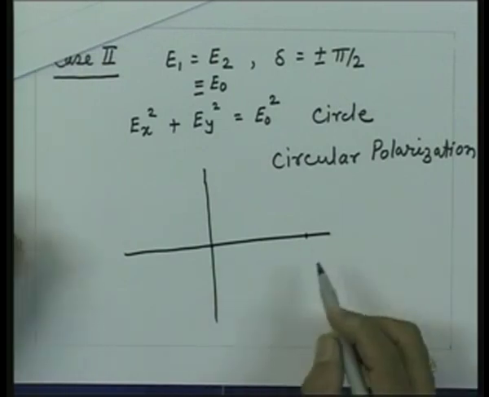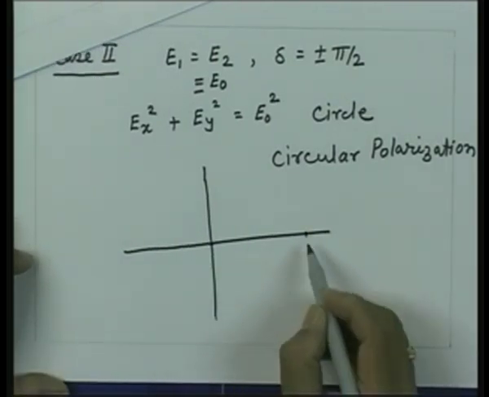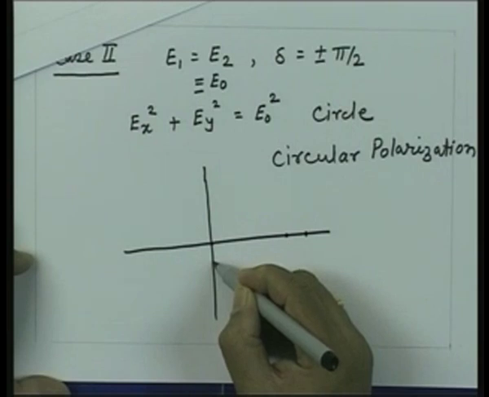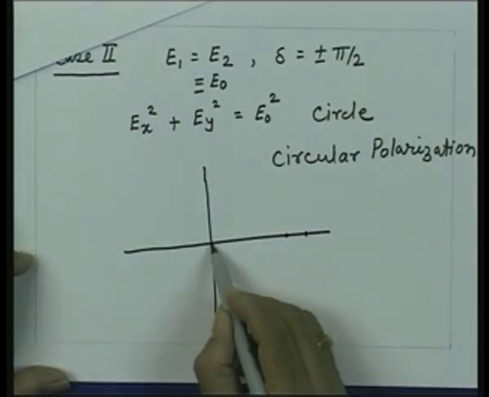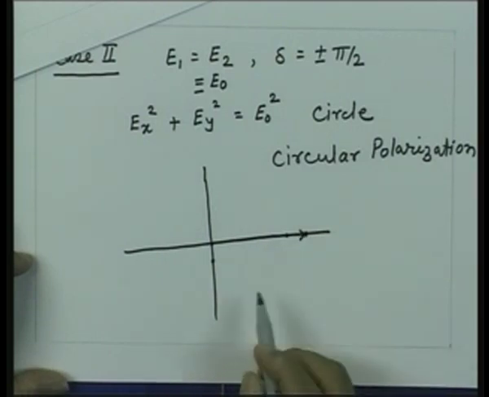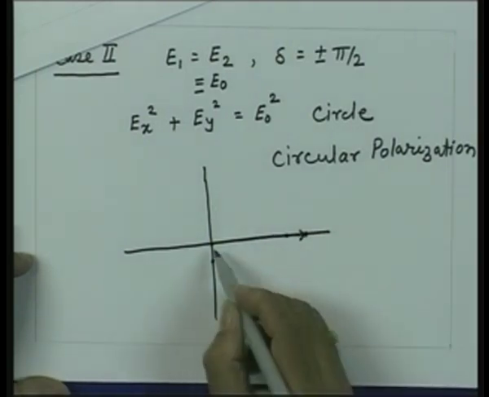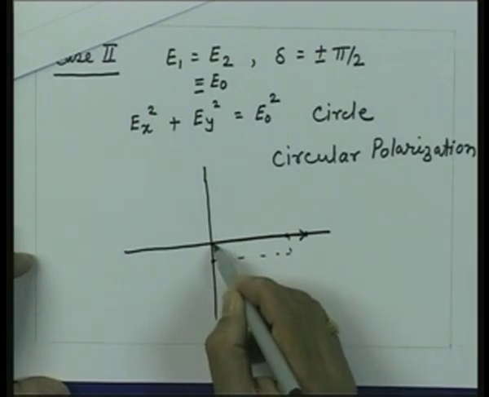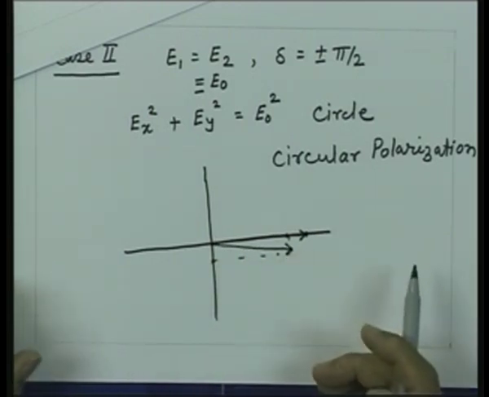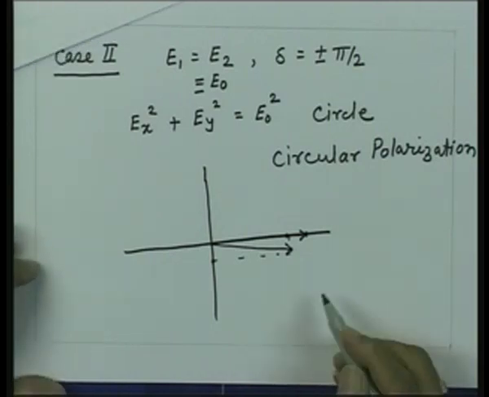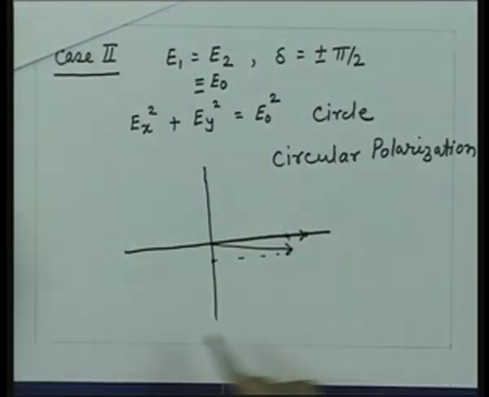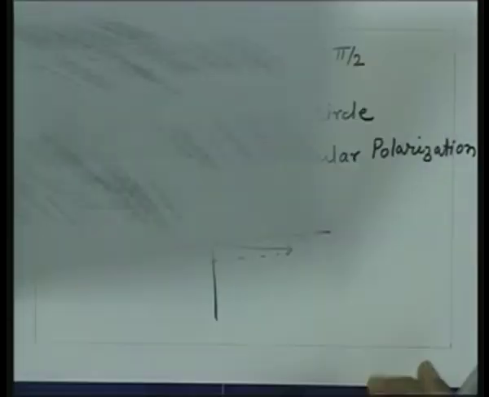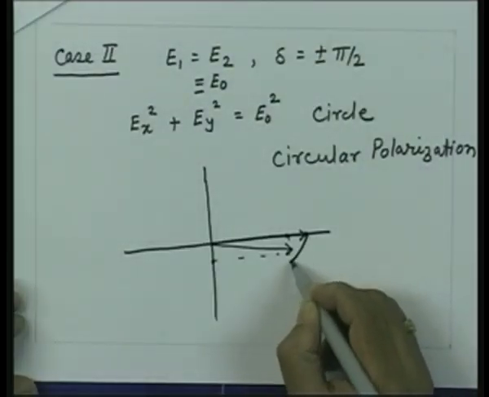If I take a time little later from 0, this vector would have changed from here to here, but this vector would have gone somewhere here. So, at t equal to 0, the resultant vector was lying somewhere here. If I take a time little later, this x component has come here, y component is here, so my resultant vector direction would be somewhere here. So, that means as a function of time, if delta is positive, as we have taken here plus pi by 2, the vector has rotated from here to here, it is like that.